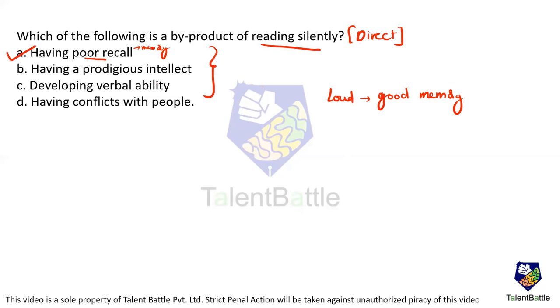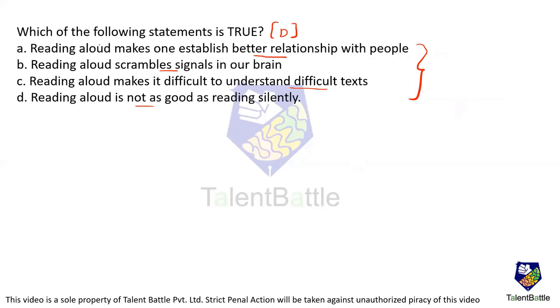Now, intellect is not mentioned. Developing verbal ability, not mentioned. And having conflicts with the people is also not mentioned. So that says option A must be the answer for this question. Right, everybody? Look how easily we have answered such a question with the 100 approach. Right? Now, moving on to the next.